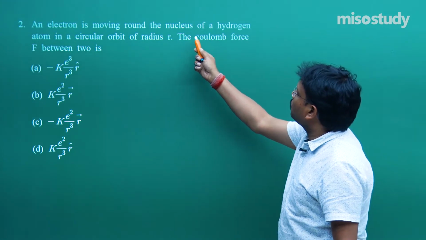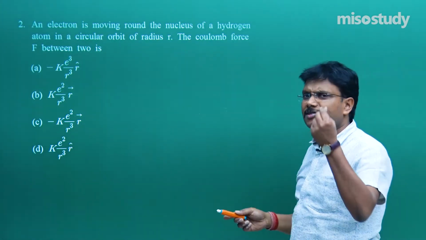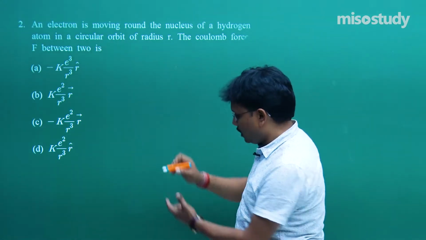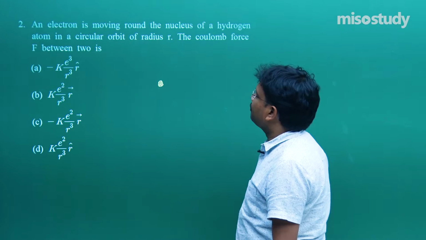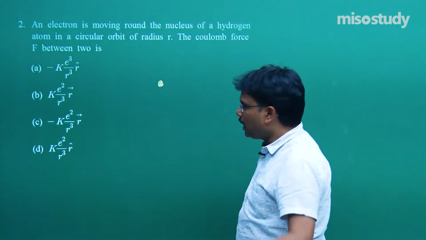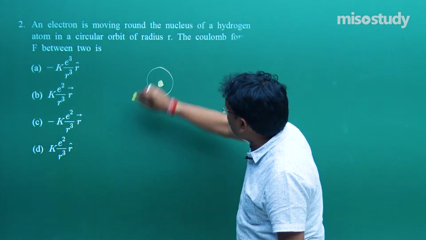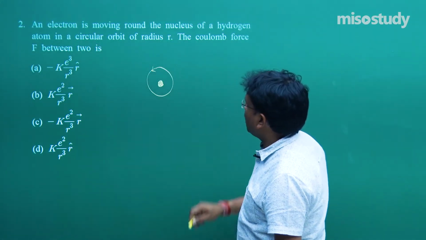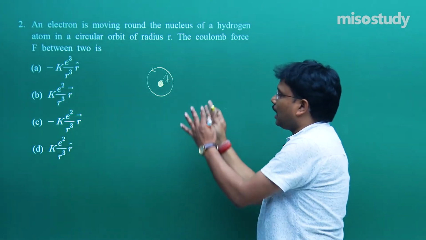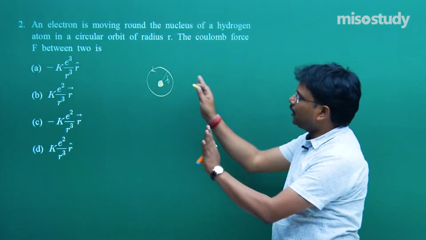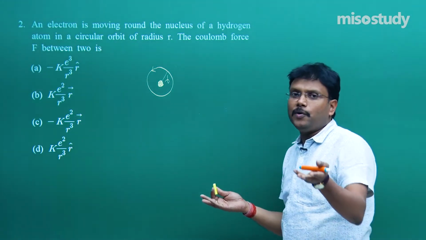Electron moving around the nucleus of a hydrogen atom in a circular orbit of radius r. Okay, let's say this is the nucleus of the hydrogen atom and our best friend electron is revolving like this, and this distance is r. Draw this diagram on rough. Simply draw the diagram, and a rough sheet is provided to all of you in the examination hall.